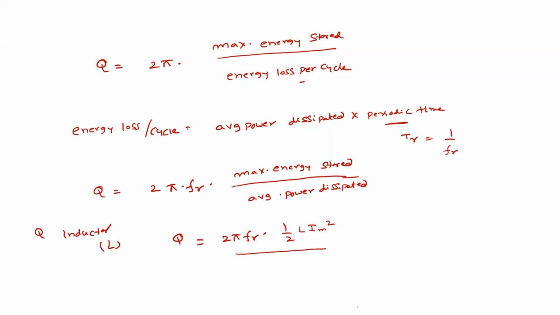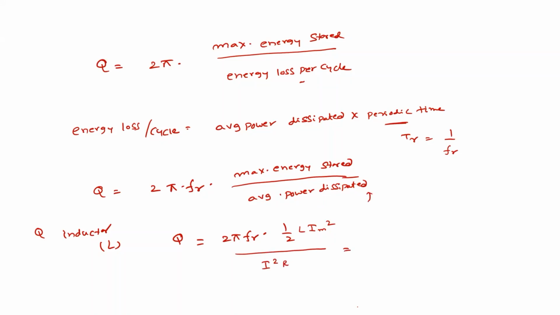So what is the average power that is dissipated? We calculate the average power, right? What is that? I square R, right?